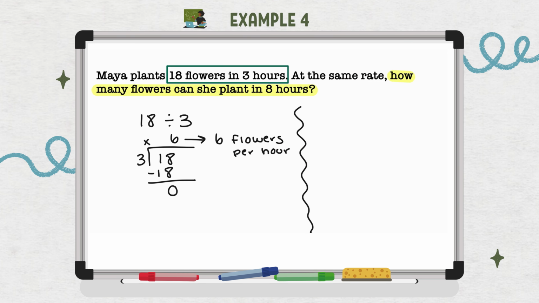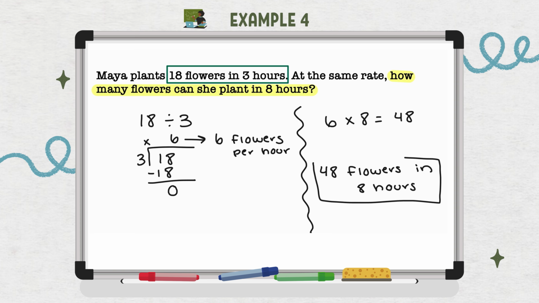So since we know that she plants 6 flowers in 1 hour, how many flowers in 8 hours? Well, since it's 6 flowers per 1 hour, we just need to do 6 times 8. And what is 6 times 8? 6 times 8 is 48. So therefore, Maya planted 48 flowers in 8 hours. Be sure to box in your final answer.